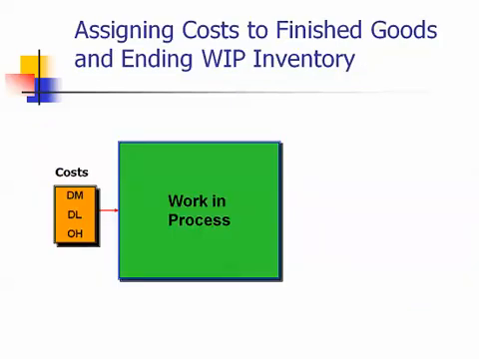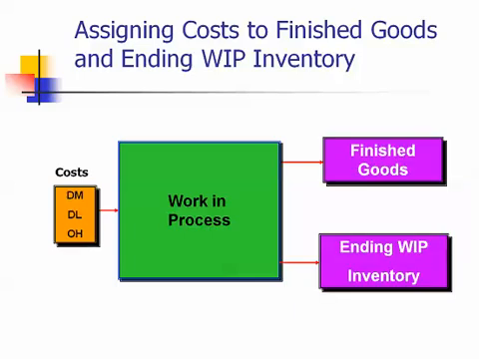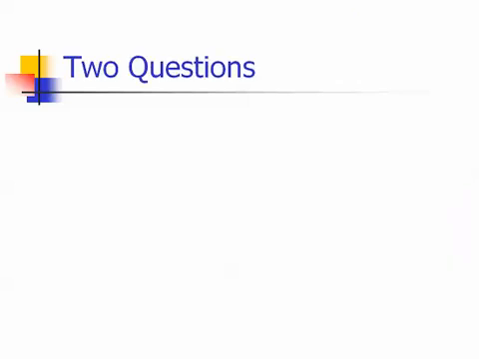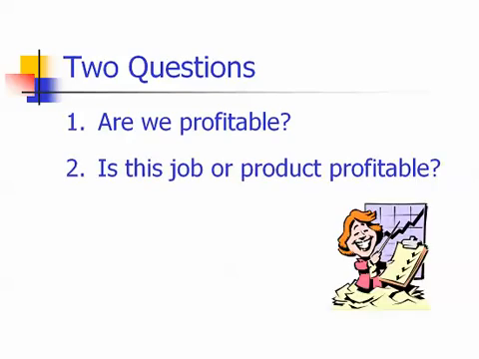After we have calculated the cost per equivalent unit, we can allocate the manufacturing costs incurred during the period, remember direct material, direct labor, and overhead, to either finished goods or ending work in process inventory. We do this by multiplying the number of equivalent units transferred to finished goods by our cost per equivalent unit, and by multiplying the number of equivalent units left in ending work in process inventory by the cost per equivalent unit. By allocating our manufacturing costs to individual units, we can begin to answer our two basic questions. Are we profitable? And is this job or product profitable?